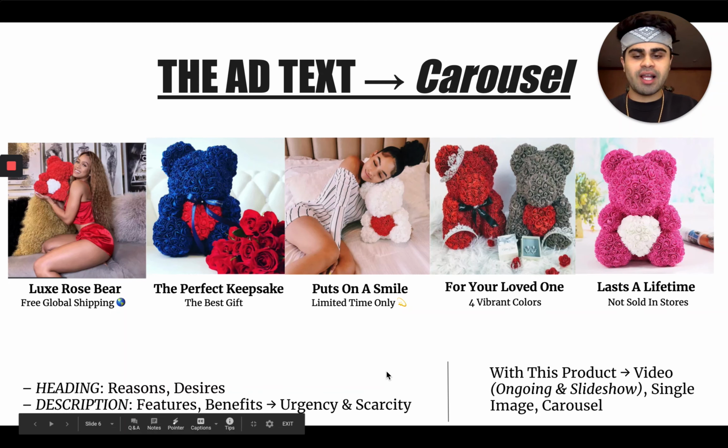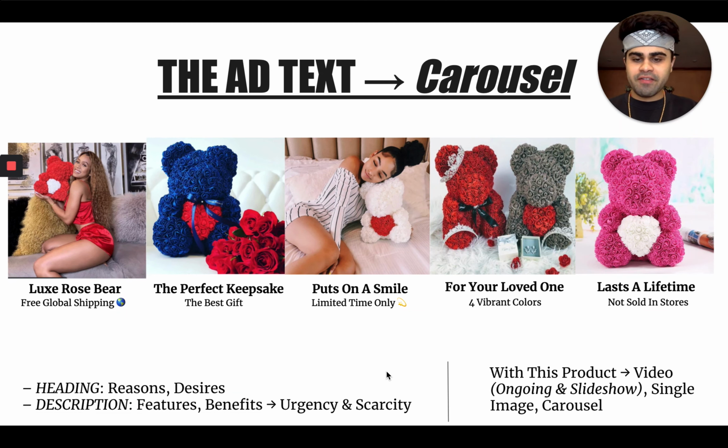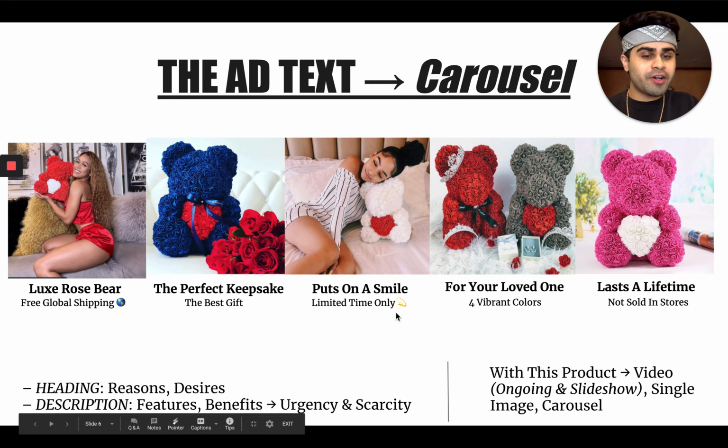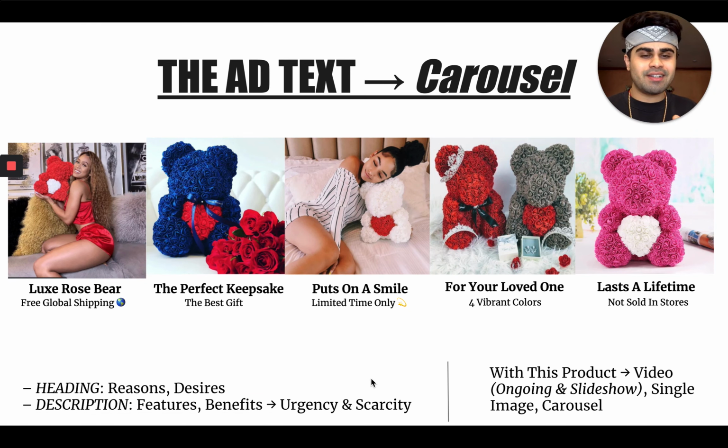And in the description, I like to include features, benefits, usually something to do with urgency and scarcity. Basically smaller underlying details of that specific product that also relate to the picture and also relate to the heading as well. You want to keep it very congruent and very consistent, and you'll see what I mean in just 2 seconds. So I always like to have pictures of both the product, and sometimes I also like to have pictures of humans. Human perception is very important.